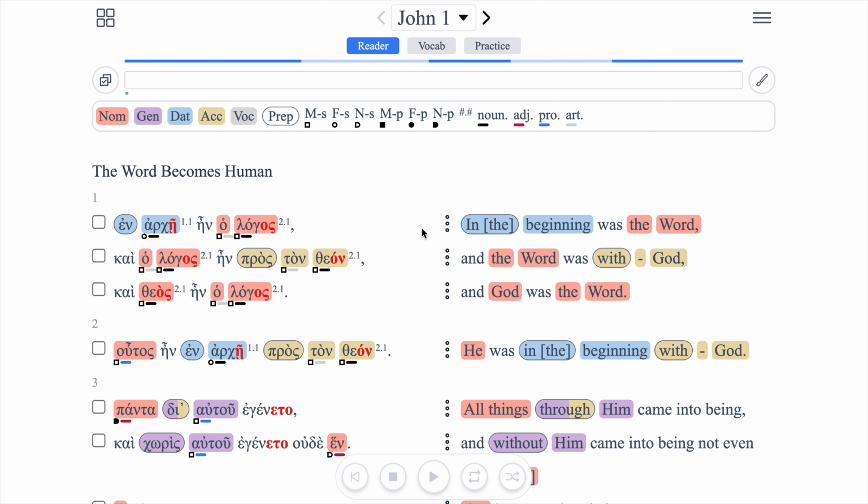En is always followed by the dative, and logos is the subject, so it makes sense that it's nominative. Logos is the subject, and pros is always followed by the accusative. Here we have a linking verb, was. God was the Word. The word is just a renaming of the subject through a to be linking verb. So the word is a predicate nominative, which is in the nominative case. Houtos is the subject, and we have two prepositions that are followed by their respective required cases.